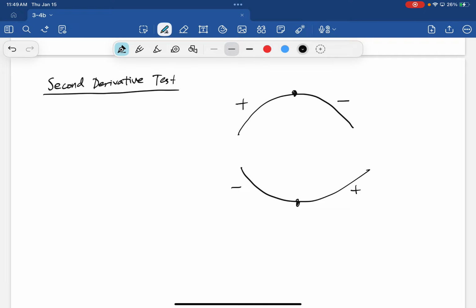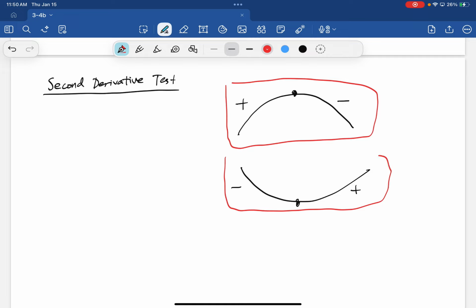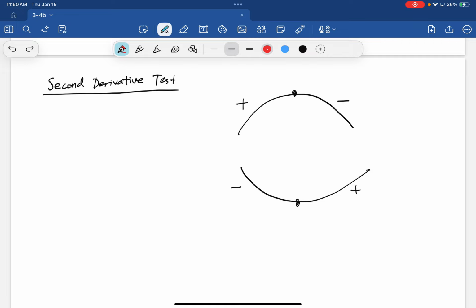The second derivative test is actually a little easier, and that's why we sometimes use it. Well, what do we notice about the concavity of these two graphs? One is concave down, and the other is concave up, right? So the first graph on top is concave down, and the second graph is concave up.